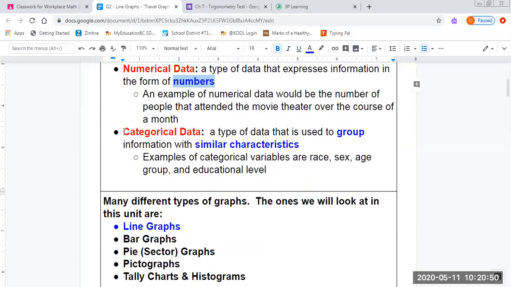But then there's also a type of information called categorical data. Categorical data is data that usually groups information into similar characteristics. So if we had information and we wanted to group it into how teenagers respond to it, how 20-year-olds respond to it, how 50-year-olds respond to it, that would be an example of categorical data.